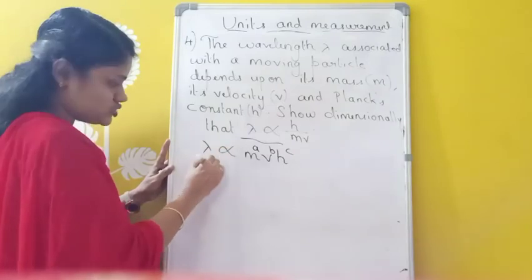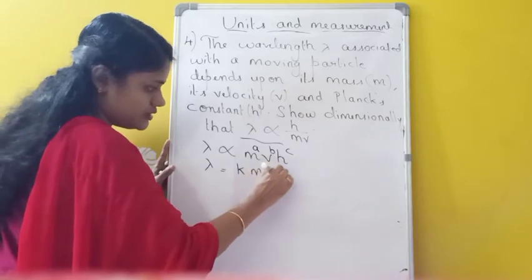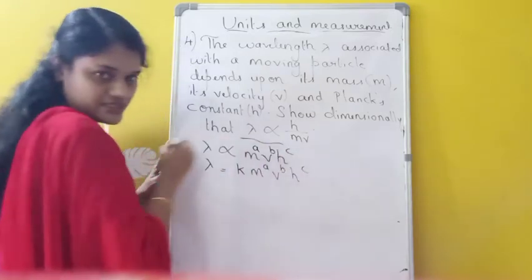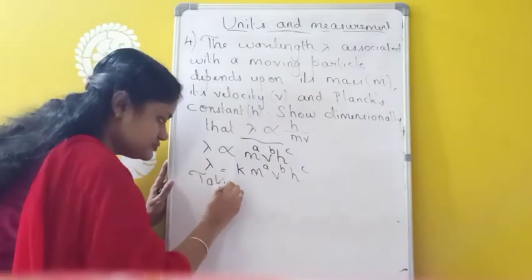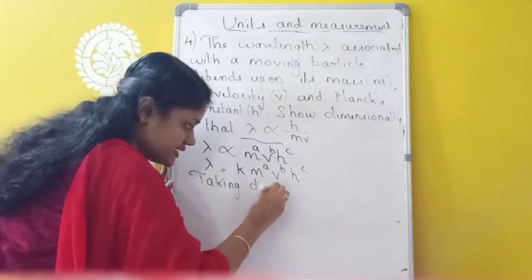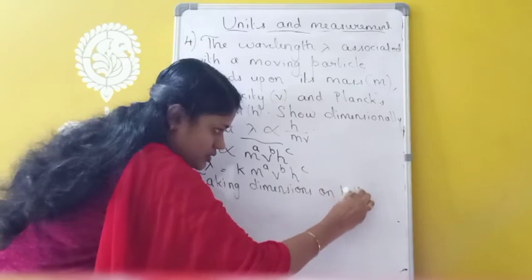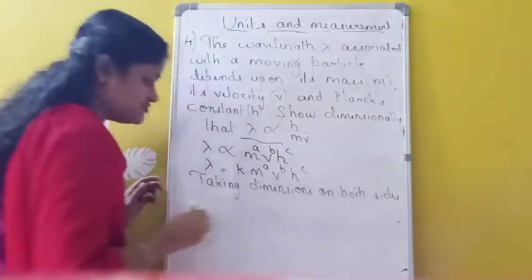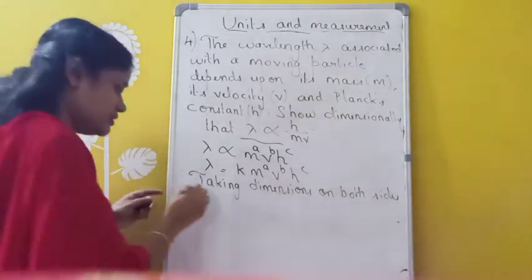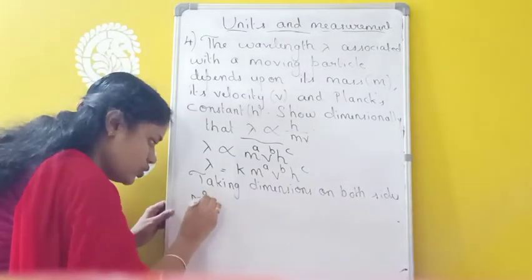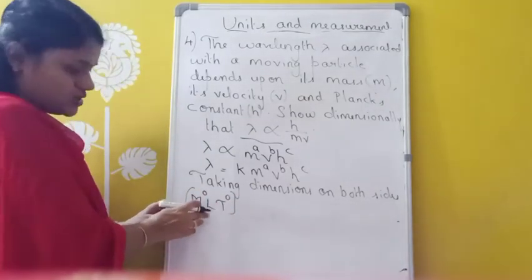Or we can remove this proportional sign by multiplying by a constant k. So k into m raised to a, v raised to b, h raised to c. So we are taking dimensions on both sides. So left hand side we have wavelength lambda. So wavelength means distance only. So distance dimension is L. That means we can write as M raised to 0, L, T raised to 0. Because M power and T power is not there. Only L is there. Okay.